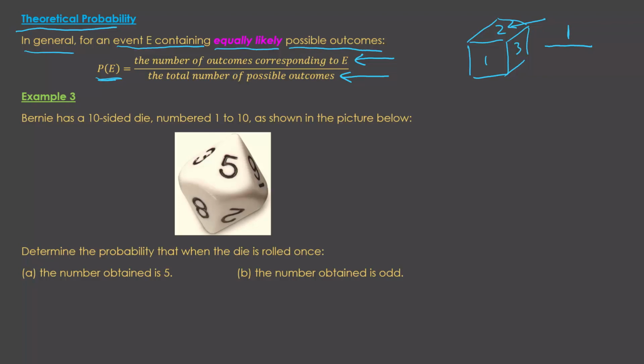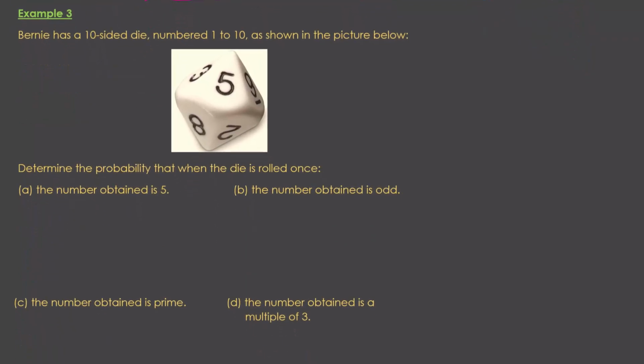How many possible outcomes are there? 6. So, in other words, the numerator here, in this case, is 1 because it's just getting a 2, and the denominator is 6 because there's 6 possible outcomes. Now we'll look at this in the example below.